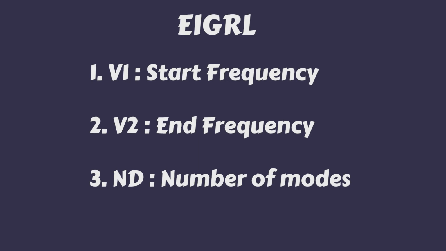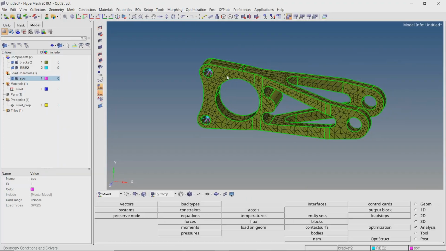Now we will use real eigenvalue extraction method by using the EIGRL card in Hypermesh. There are 3 main settings to be specified: the start value of the frequency range, the last value of the frequency range, and the number of modes of vibration or roots to be calculated. We can specify our operating range by giving proper values for V1 and V2. If we do not enter the values for V1 and V2, the analysis will run over the entire frequency spectrum to find out the natural frequencies.